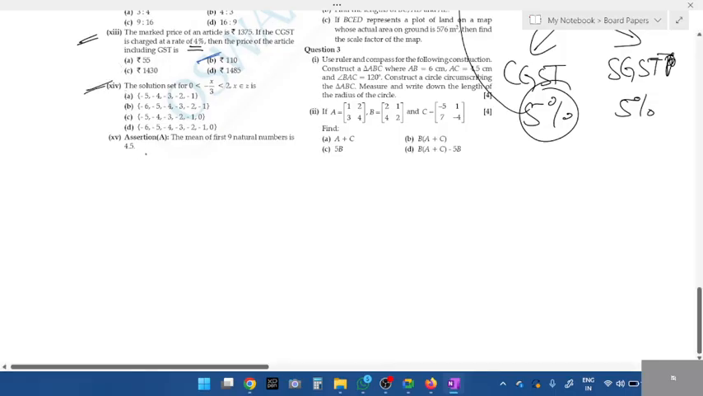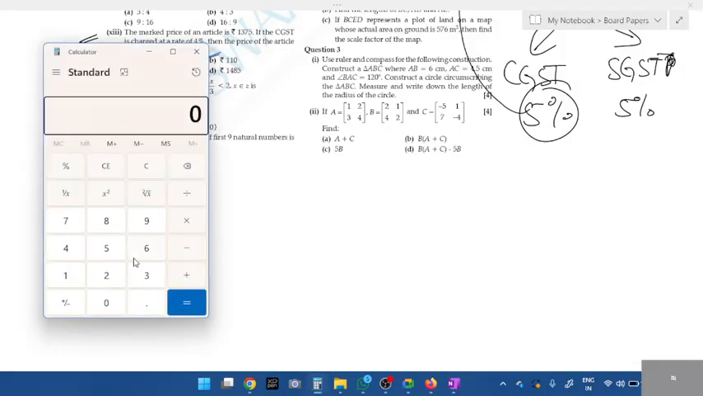Tell me the last one, 15. The mean of the first 9 natural numbers. What are the natural numbers? 1 plus 2 plus. Okay, up to 9. Let us use the calculator. Up to 9. 45. Divided by the total how many numbers are there? 9. What's the answer? You should get 5, right?